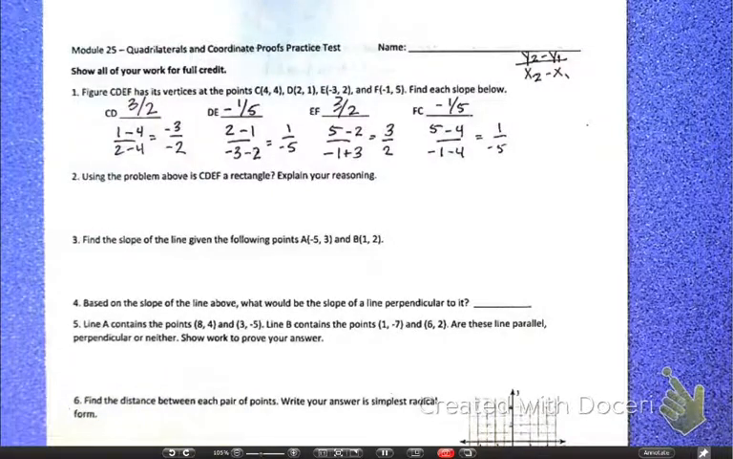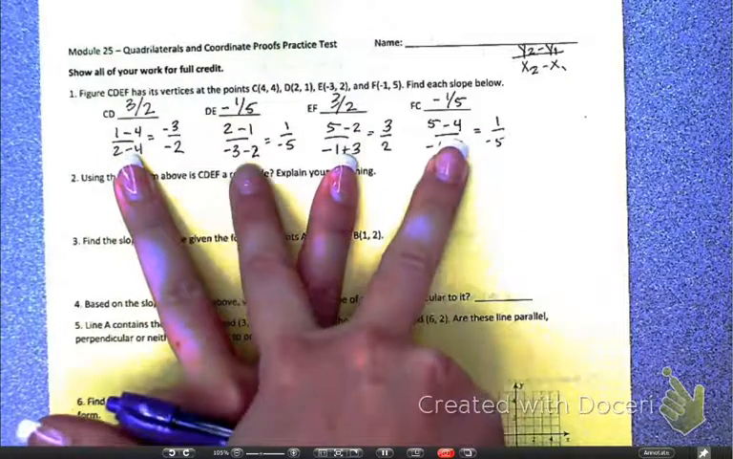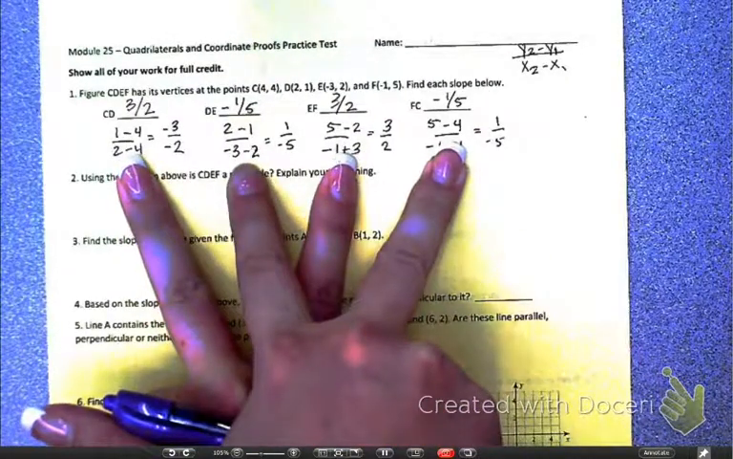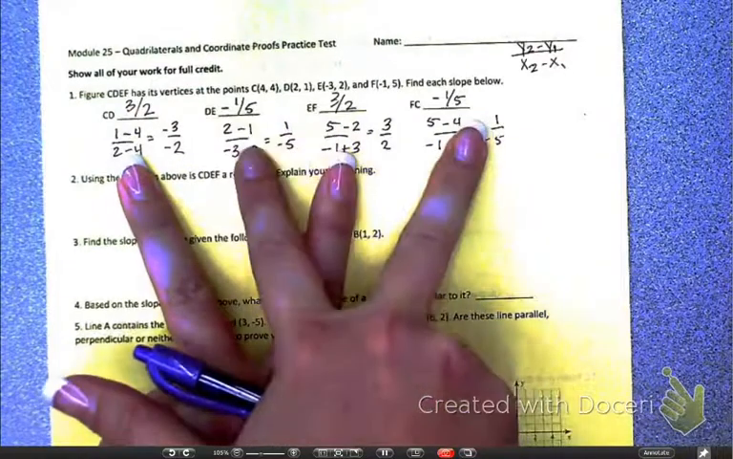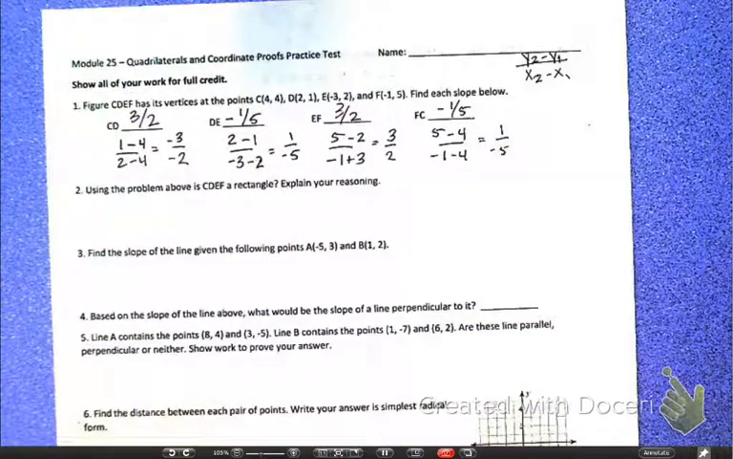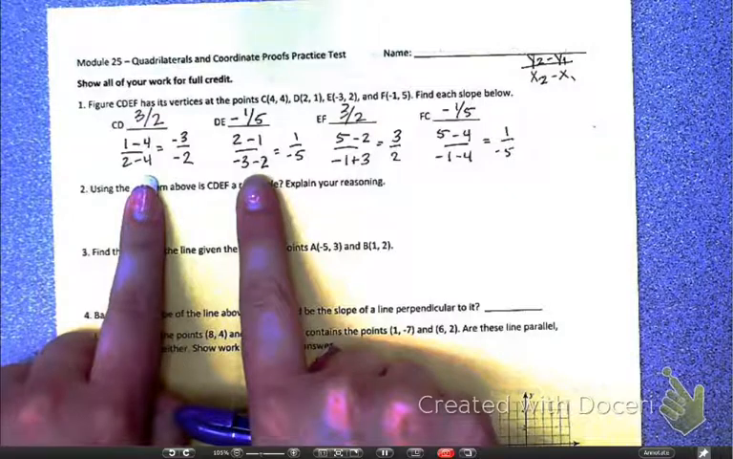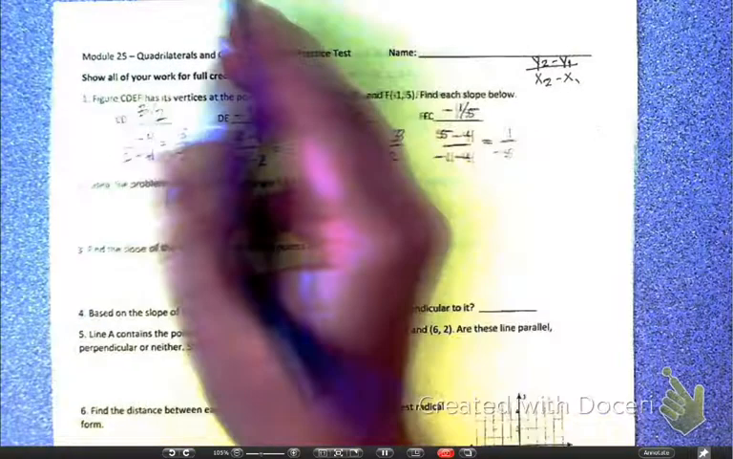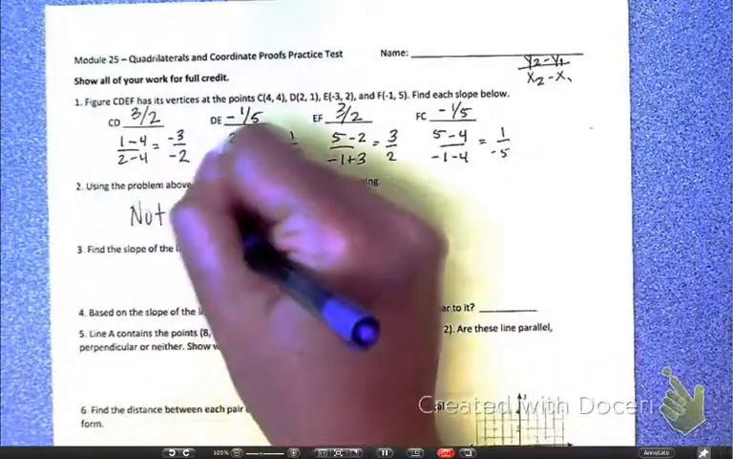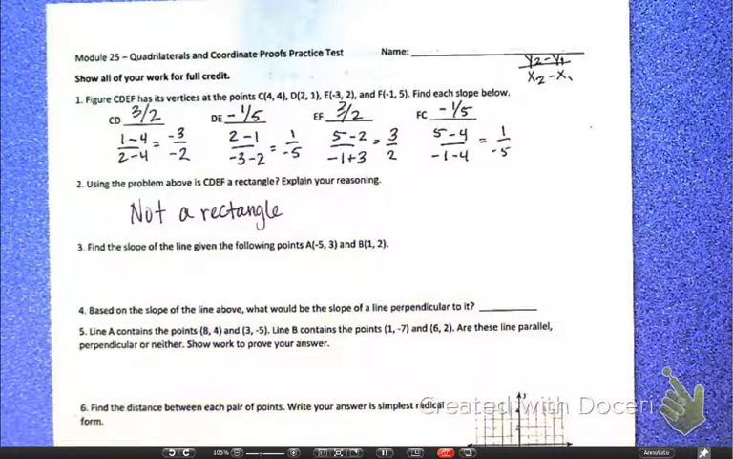Okay, so are opposite sides parallel? Yes, right? These both have the same slope, these both have the same slope. Then we have to prove that the consecutive sides, the sides next to each other, are perpendicular. Are these sides perpendicular? No. Not a rectangle. Okay, you didn't have to show anything else because it was already up above.